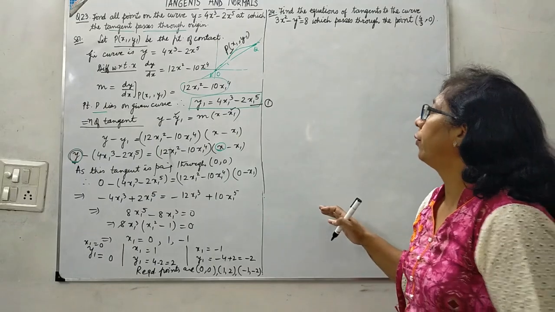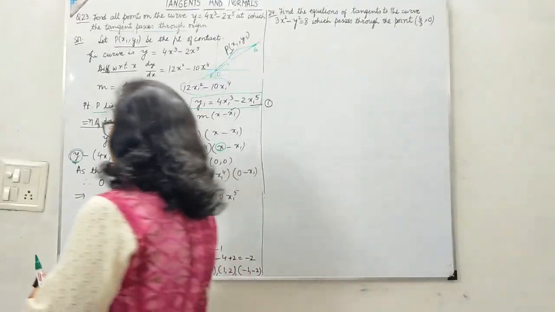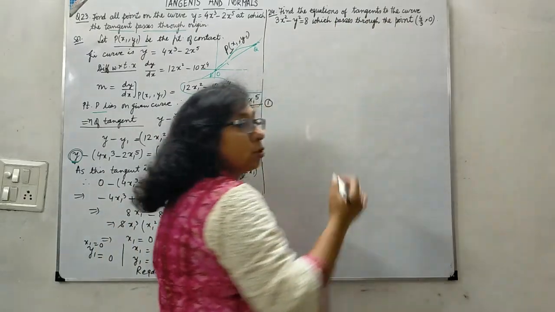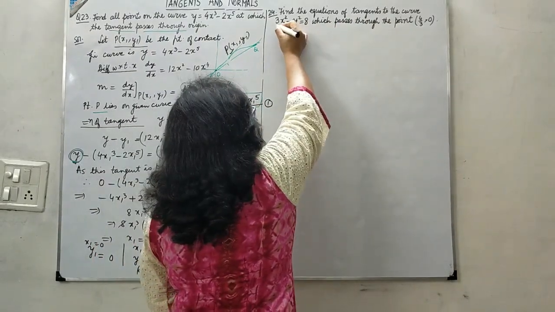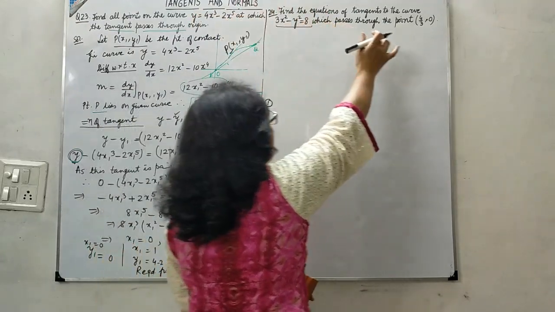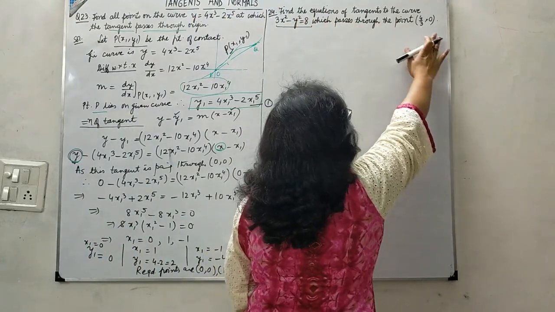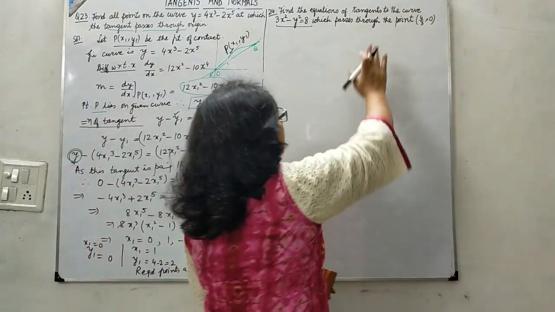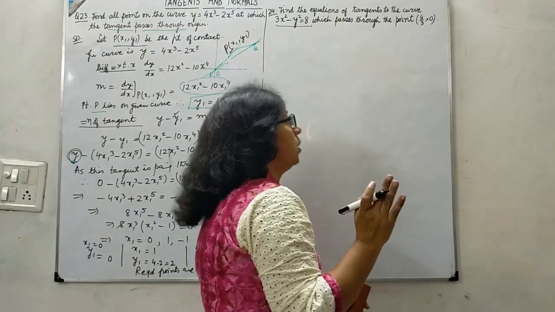Let us take one more question to clarify the same concept. I am taking, find the equation of tangents to the curve. This curve is given in implicit form. The previous one was explicit. The only difference here is that the tangent passes through a point. Earlier it was given that it passes through the origin. Now here the given point is (4/3, 0).